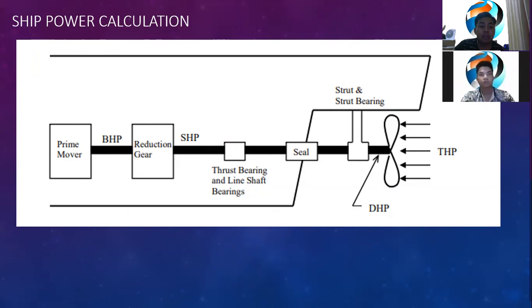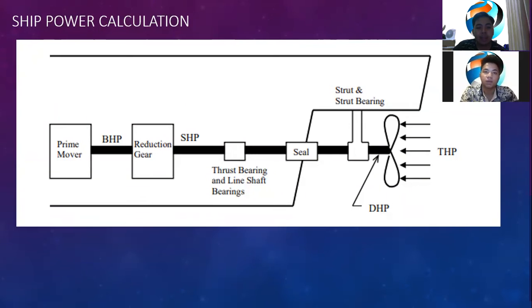I would like to explain from BHP. BHP, or known as brake horsepower, is the power output of the engine. It's called brake because engines are tested by applying a mechanical load to the shaft using a brake. The power of a rotating engine is the product of the torque and the rotational speed with suitable unit correction.